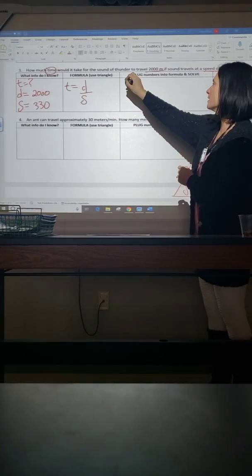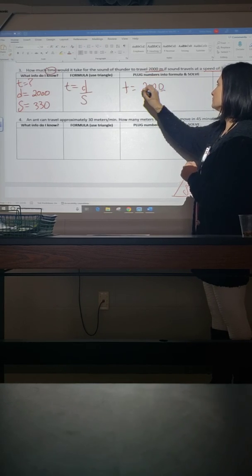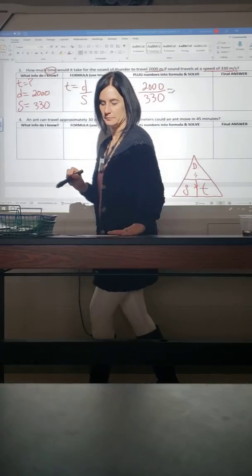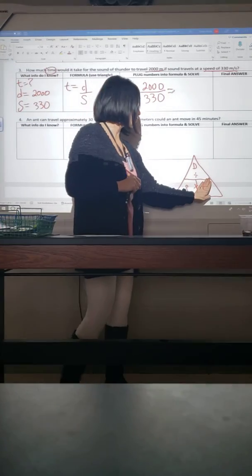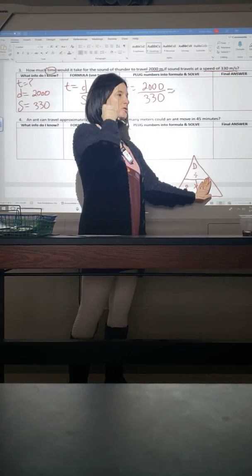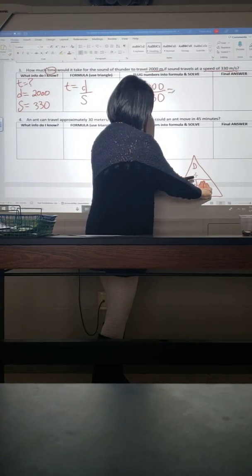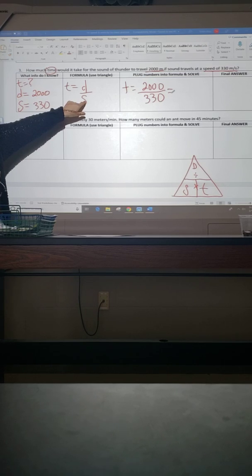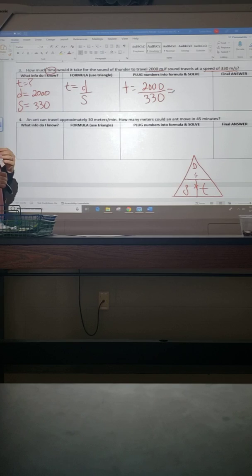Okay, so now I'm just going to plug it in. T equals my 2,000 over my 330. So which one do we cover up? We're solving for time, so you cover up your T. Whatever it is you're solving for, that's what you cover. And then that leaves us with D divided by S. Okay, so that's how we got our D divided by S. We plugged in our 2,000 for the D, and we plugged in our 330 for the S.